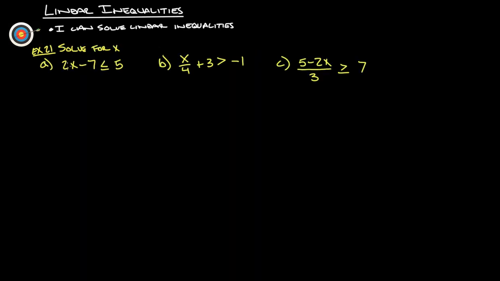Example 21, solve for x. 2x minus 7 is less than or equal to 5. This is just like the previous section that we did, except now we have inequalities. First thing we're going to do is add 7 to both sides to get rid of that 7, and we get 2x is less than or equal to 12. Divide both sides by 2, and we get x is less than or equal to 6.